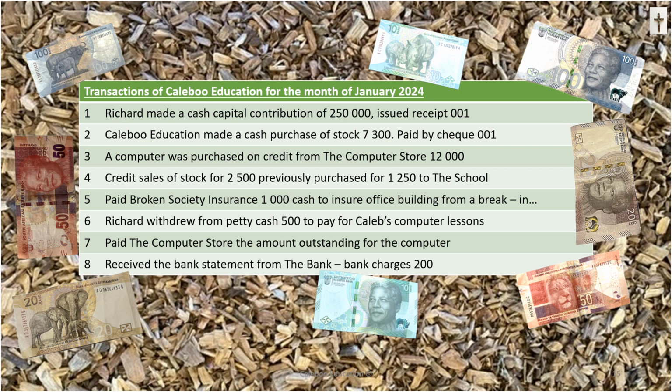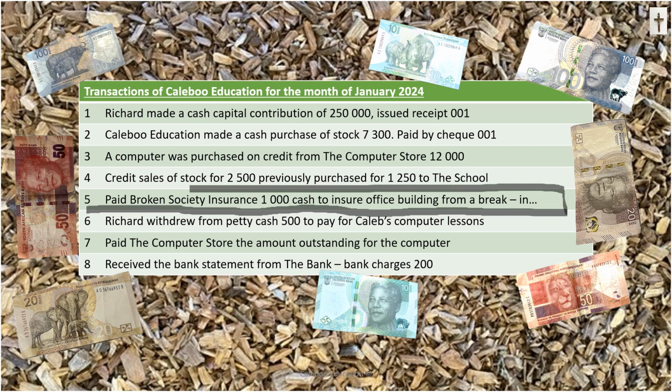Number 5. Paid Broken Society Insurance €1,000 cash to insure the office building from a break-in. Break-ins are occurring, and the business Calibre Education needs insurance to cover losses from a break-in. Now, how do we record this transaction?